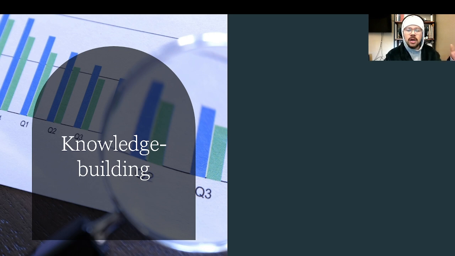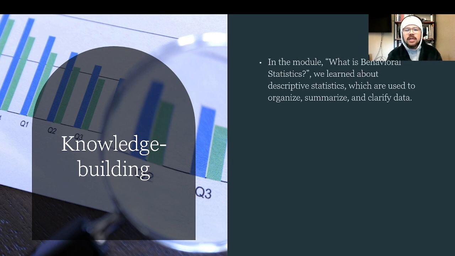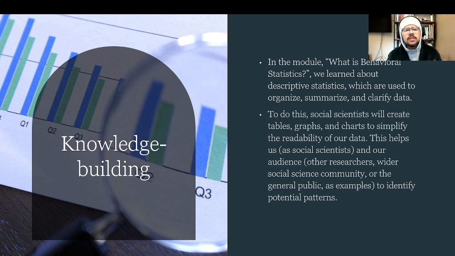our first module on what is behavioral statistics until now. In the module, What is Behavioral Statistics, we learned about descriptive statistics. And as a reminder, descriptive statistics are used to organize, summarize, and clarify data. So, to do this, social scientists create tables, graphs, and charts to simplify the readability of our data. And that's the focus of this entire second module around organizing data.